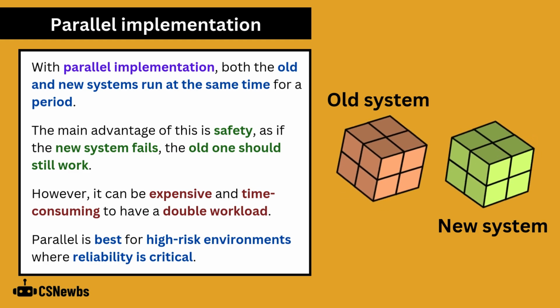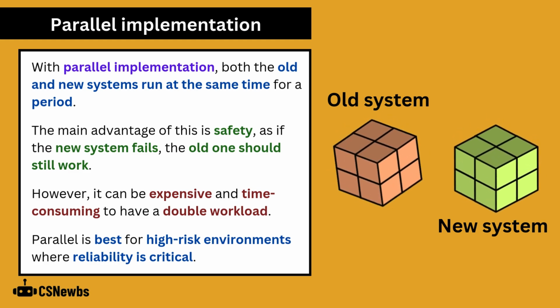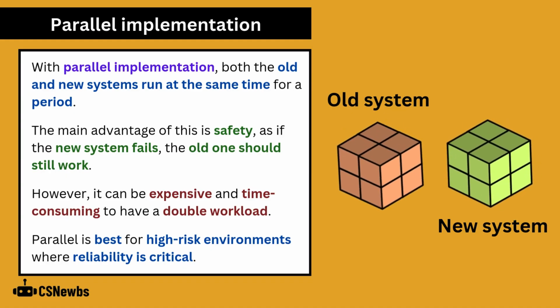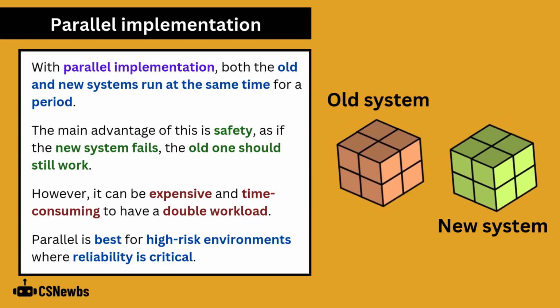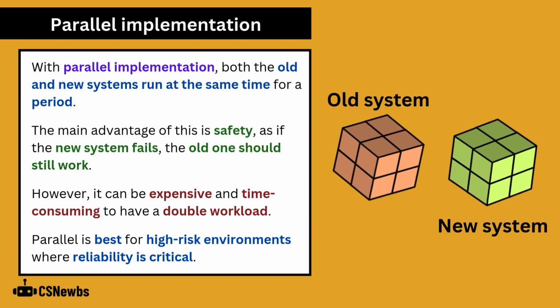With parallel implementation, both the old and new systems run at the same time for a period. The main advantage of this is safety, as if the new system fails, the old one should still work. However, it can be expensive and time-consuming to have a double workload. Parallel implementation is best for high-risk environments where reliability is critical.